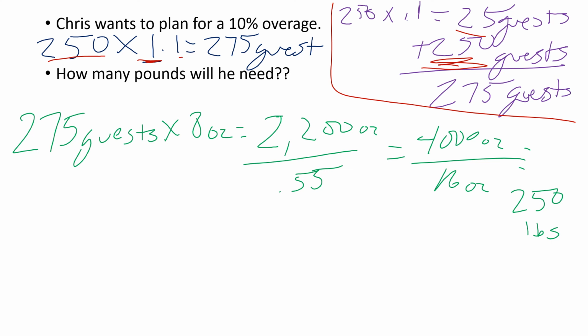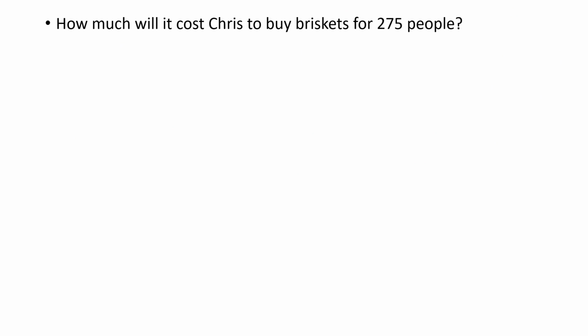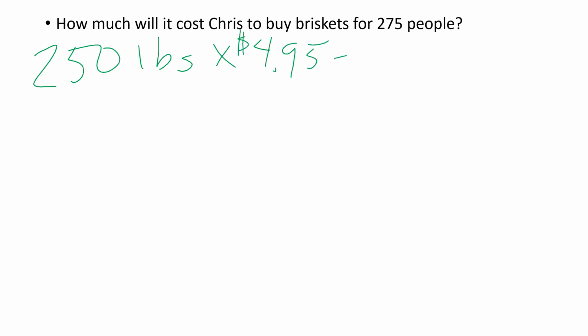Questions, comments, concerns about this? The last question is, how much will it cost Chris to buy the 275 servings? So how many pounds did we need? We need 250 pounds, and we multiply that by our as purchased cost per pound, $4.95.